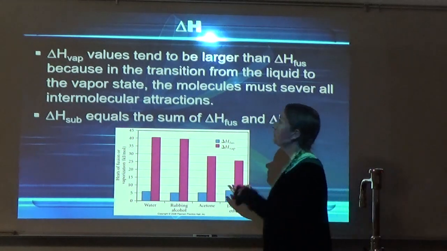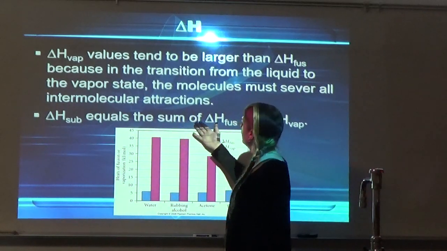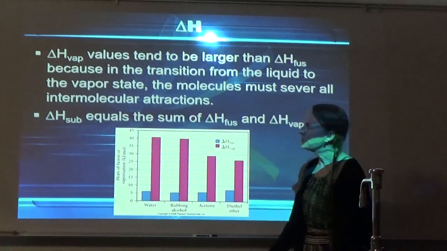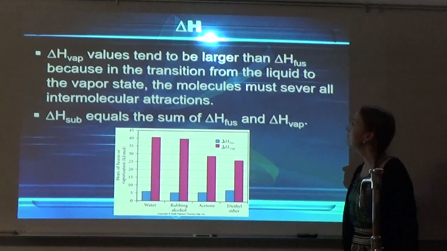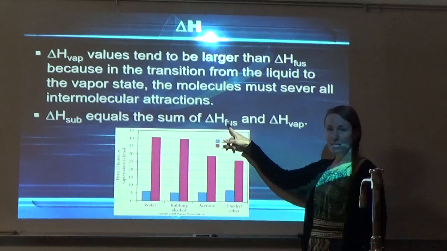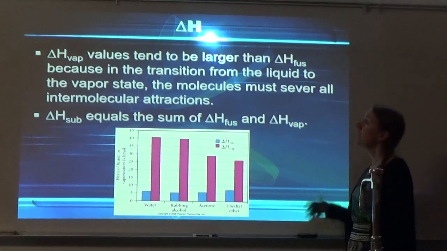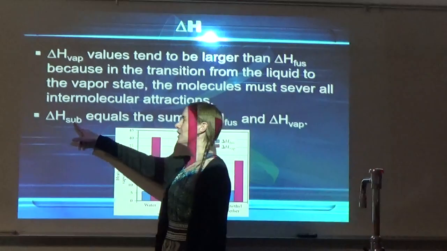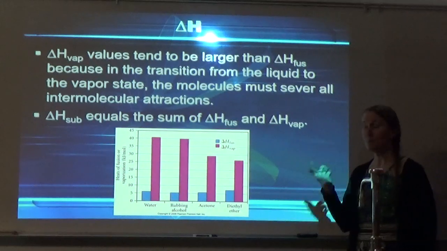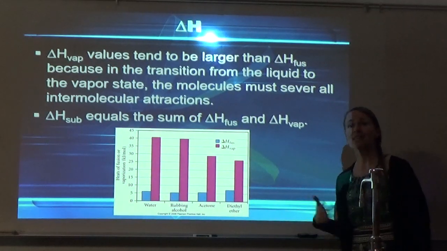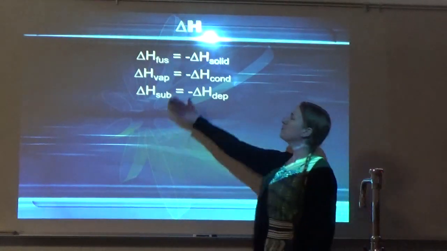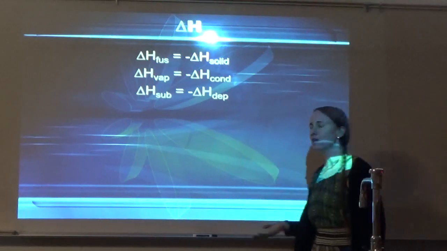And then delta H of sublimation equals the sum of delta H of fusion and vaporization. Because of course sublimation is directly from solid to gas, fusion is solid to liquid, vaporization is liquid to gas. And just keep in mind, delta H of solidification is the opposite of delta H of fusion in sign, same number but opposite in sign, and delta H of condensation is the opposite in sign of delta H of vaporization. And then of course delta H of sublimation is opposite in sign of delta H of deposition.